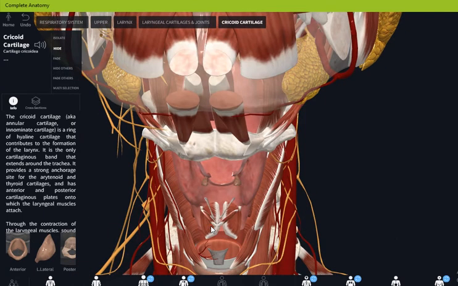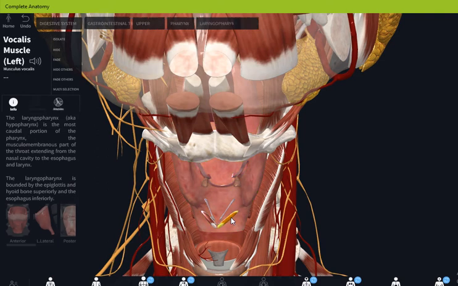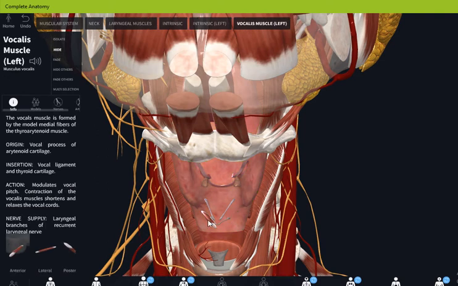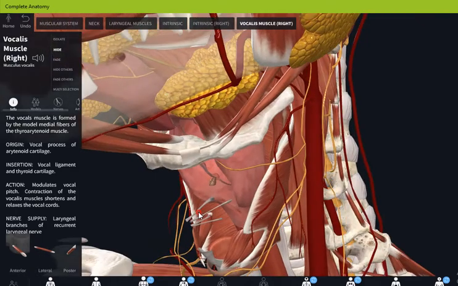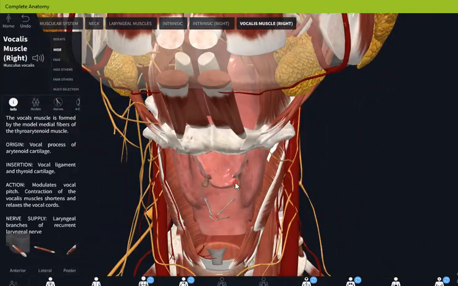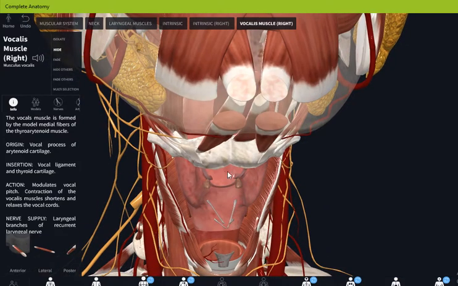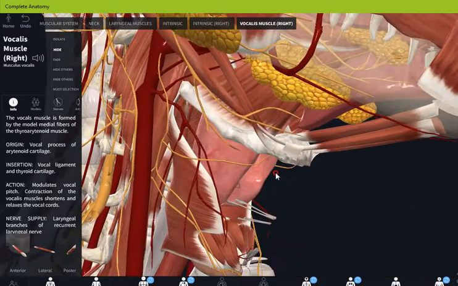Posterior to the cricoid cartilage, we have this muscle called the posterior cricoarytenoid muscle, or the posterior arytenoid muscle. So we hide it again. We remove this particular muscle here, hide it. So we have removed the basis. Now from here, when we enter up there, we find ourselves inside the pharynx. So that will be the pharynx.